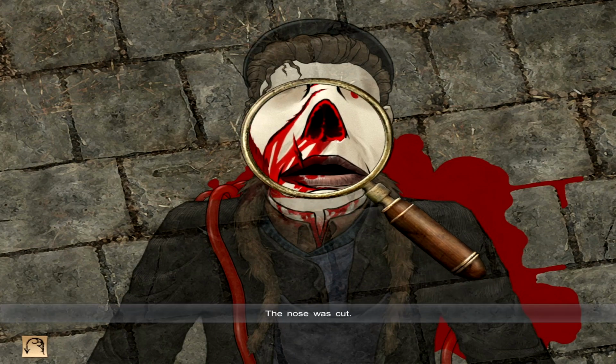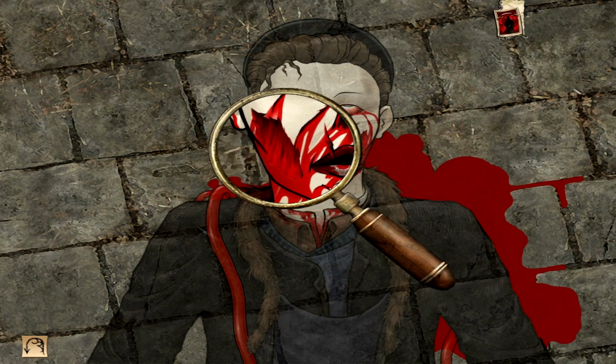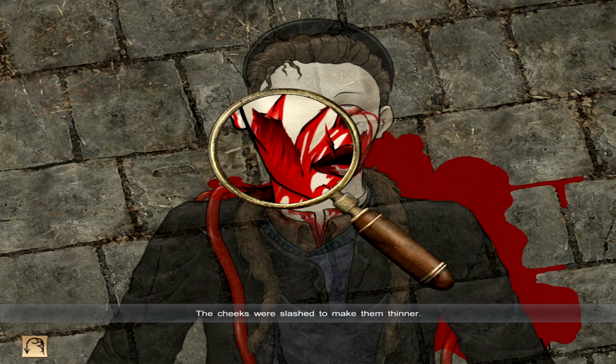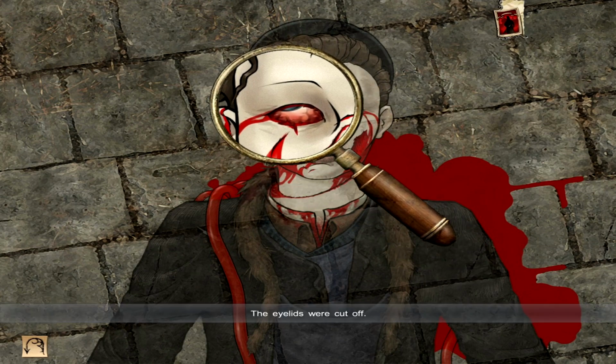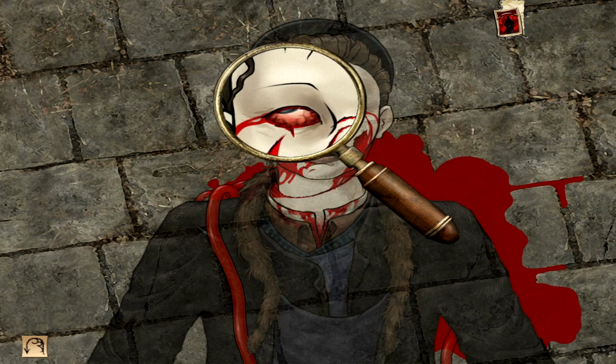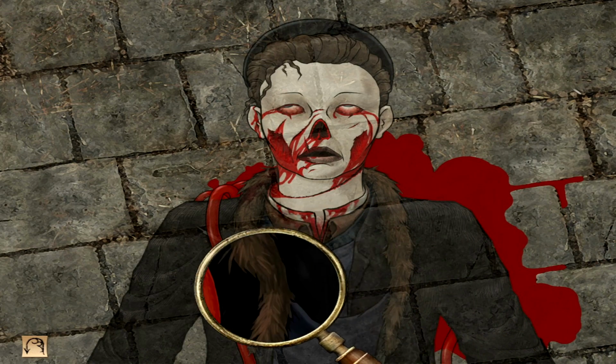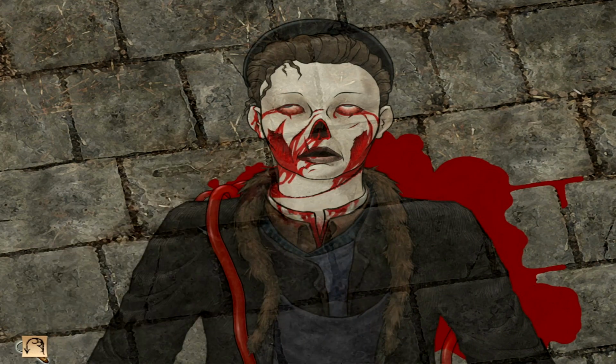The nose was cut. Why would you cut somebody's nose off? The cheeks were slashed to make them thinner. The eyelids were cut off. That's just horrible. Poor woman. Let's not look at that anymore.